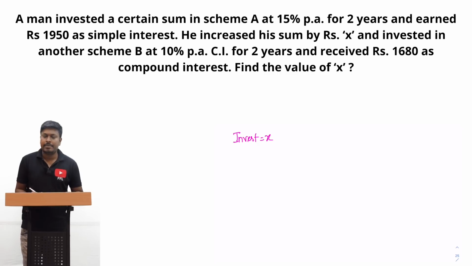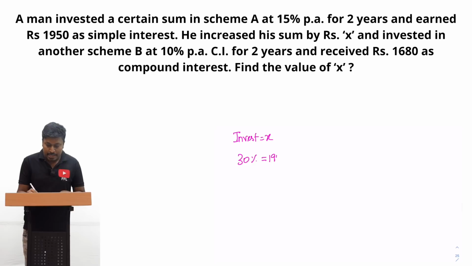15% per annum. Then 15 for 2 years, 15 will be 30%. So 30% will be the total interest, and that interest amount is how much? 1950. Then we can find what is the investment. 100% is equal to X.